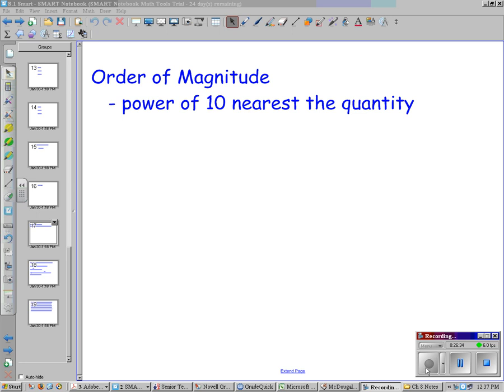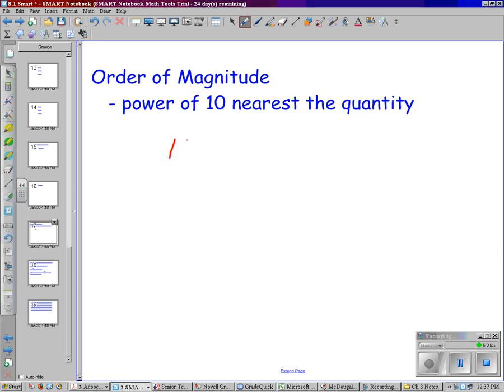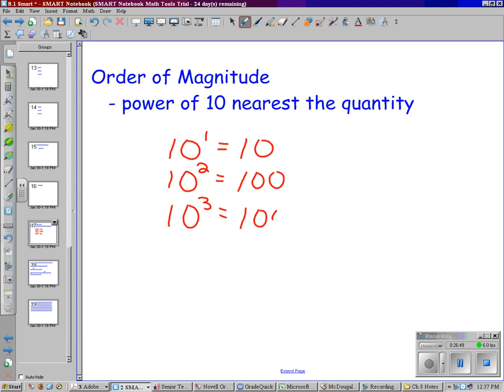So you guys know 10 to the first power is 10. How about 10 to the second power? What is that? 100. And we have 10 to the third power is 1,000. How about 10 to the fourth power? 10,000.